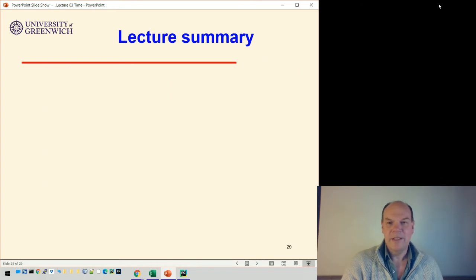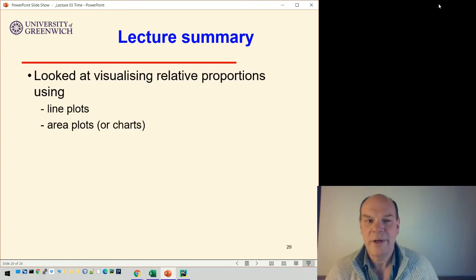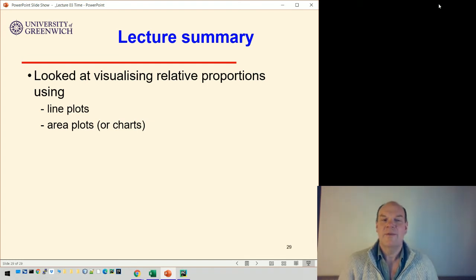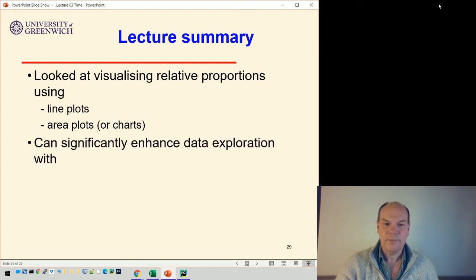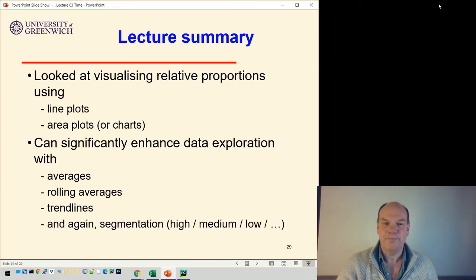So what have we seen today? We've looked at visualizing the relative proportions using line plots and area plots. These give us much more insight into the data than just doing the total sales over the year. And we can get even further into it by using averages to get rid of some of the noise, rolling averages to perhaps be a bit more accurate, a bit closer fitting to the data, and trend lines to explore which direction they're going in.